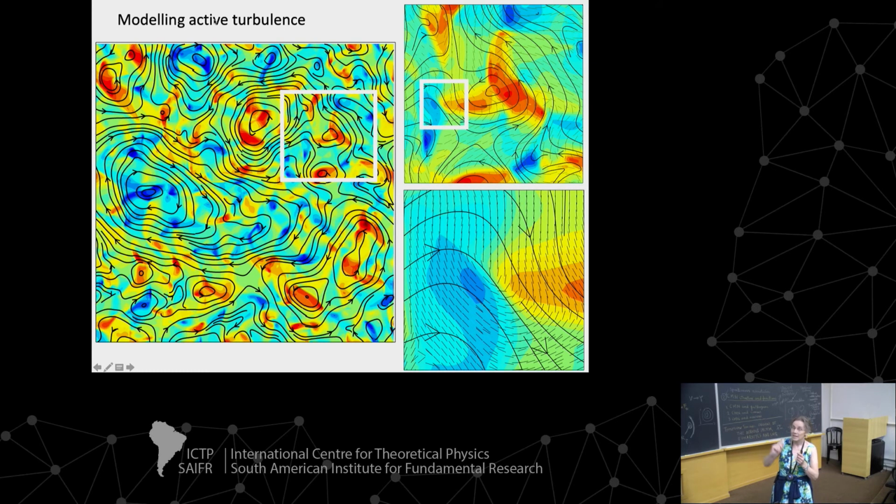And it works for these swimmers, both because they're long and thin, but also because the flow fields they produce have this nematic symmetry. So it depends on that. Good question. Anybody else got one?